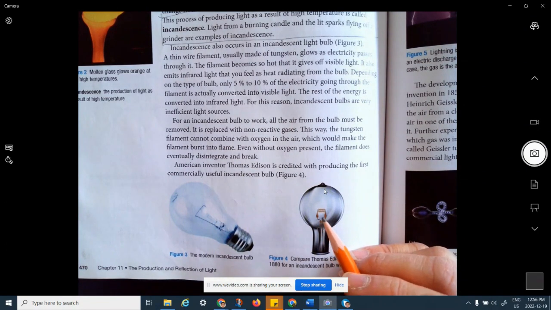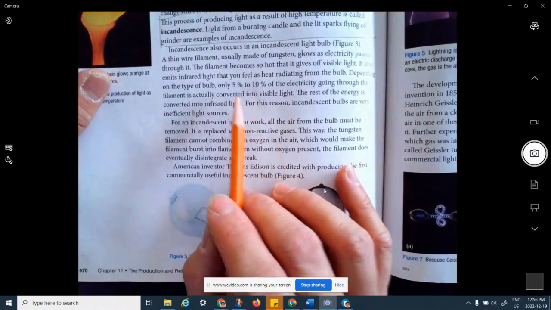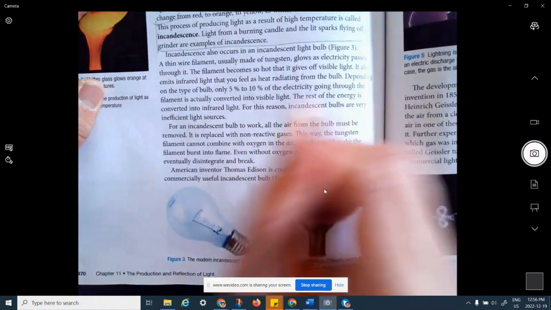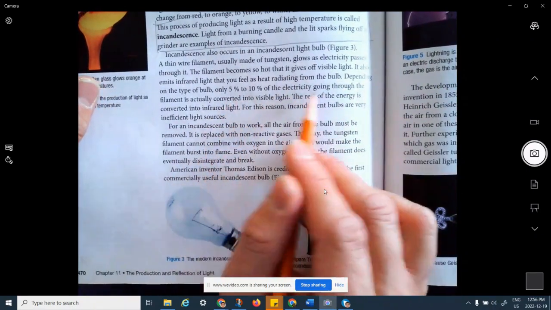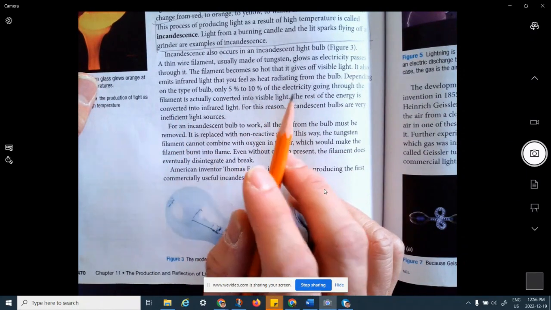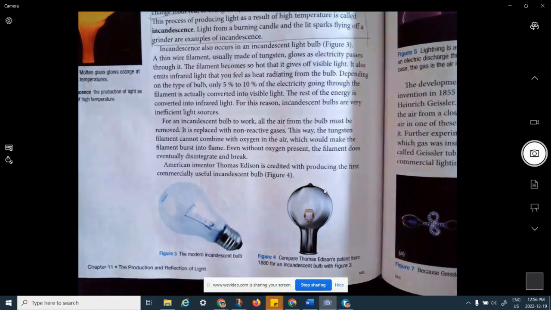Anyways, they were lighting up tungsten in a vacuum. That amount of energy allows it to glow, so that's how it works. It is very inefficient. Only about 5 to 10% of the electricity goes to make light. Most of it was wasted on heat.